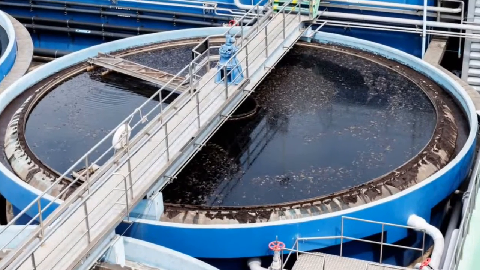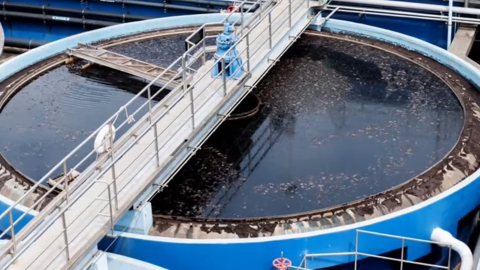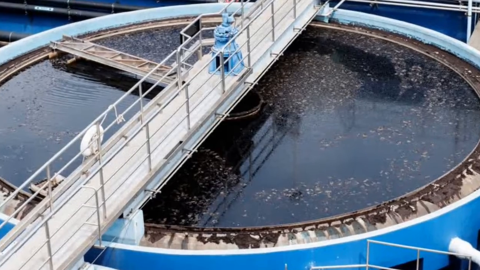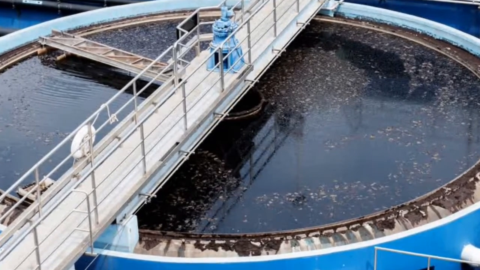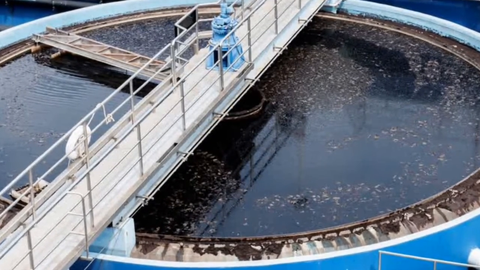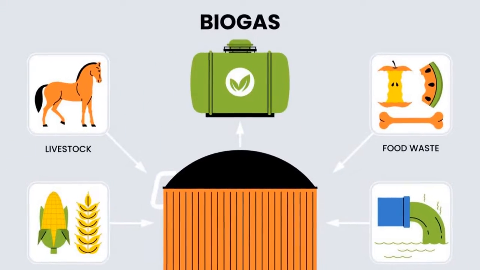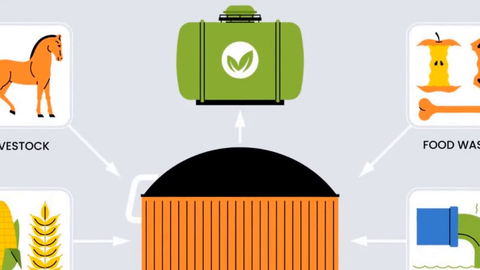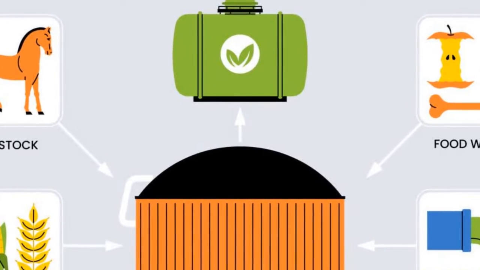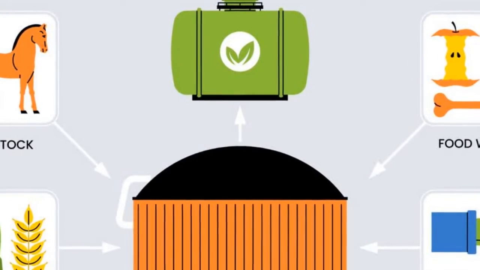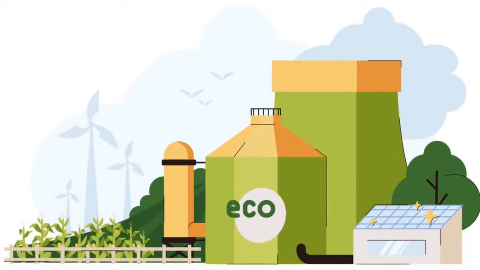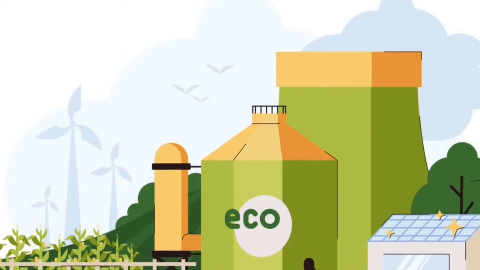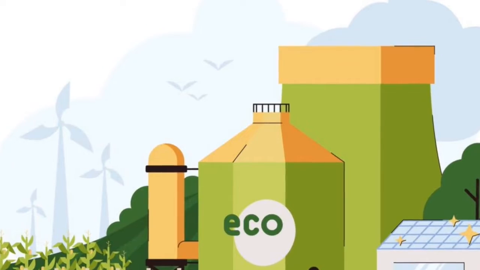What is anaerobic digestion and how does it work? Anaerobic digestion is a process that breaks down organic matter to produce methane gas and carbon dioxide. The process occurs in the absence of oxygen, and it can be used to treat sewage and other waste materials. In an anaerobic digester, bacteria break down the organic matter and release methane gas.